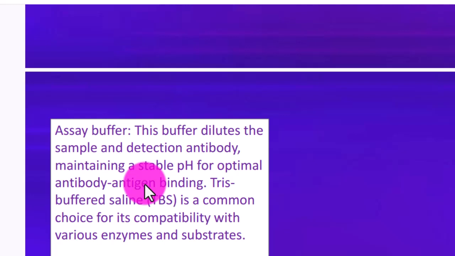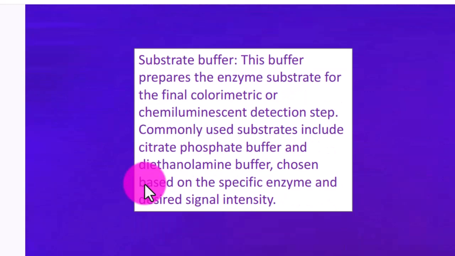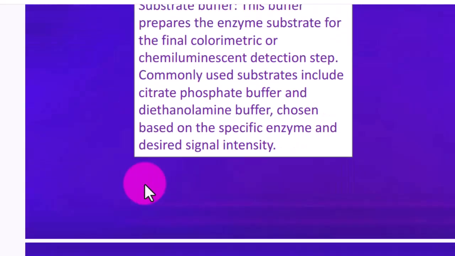Assay buffer: this buffer dilutes the sample and detection antibody, and maintains a stable pH for optimal antibody-antigen binding. Tris buffered saline is a common choice for its compatibility with various enzymes and substrates. Substrate buffer: this buffer prepares the enzyme substrate for the final colorimetric or chemiluminescent detection step. Commonly used substrate buffers include citrate phosphate buffer and diethanolamine buffer, chosen based on the specific enzyme and desired signal intensity.